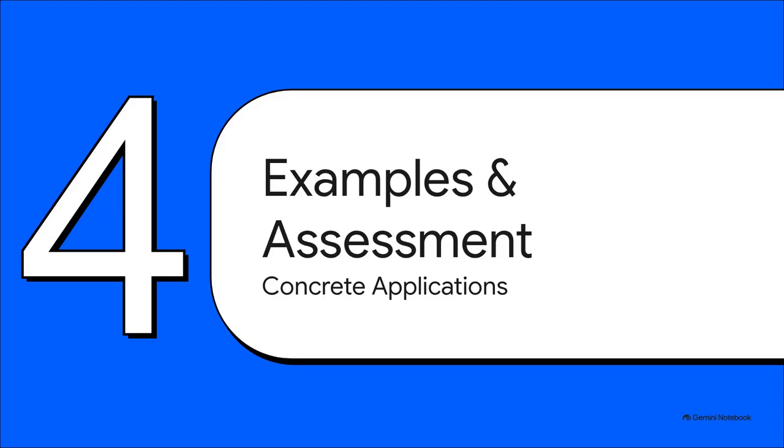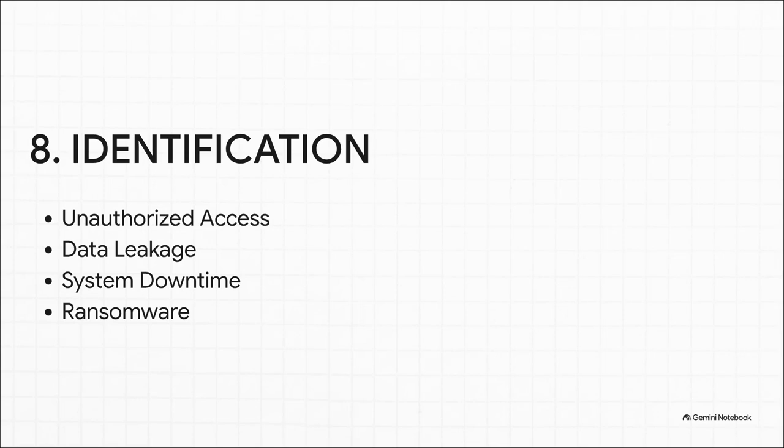Moving on to Section 4, practical examples and assessment. Let's ground this theory in reality. Heading number 8, example, identification of IT risks. We're looking for unauthorized access, data loss or leakage, system downtime, malware and ransomware, natural disaster or outage, and third-party/vendor failure. And the audit focus here? Identify all possible IT risks that can affect systems. You really have to cast a wide net.